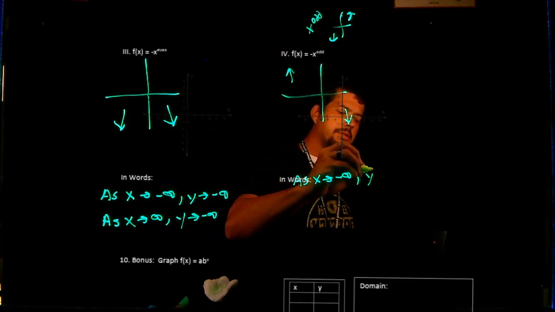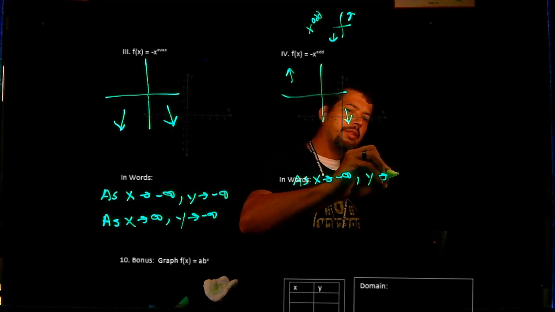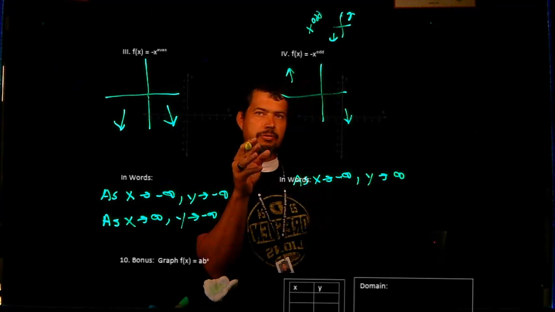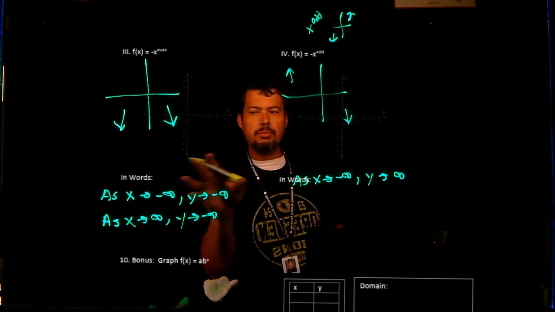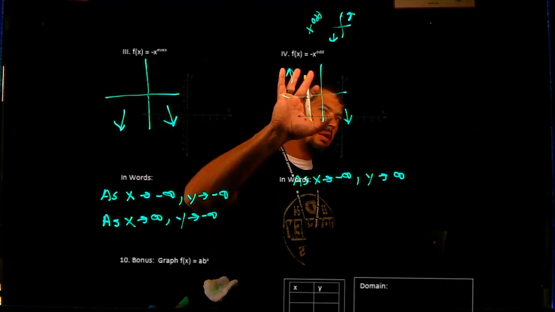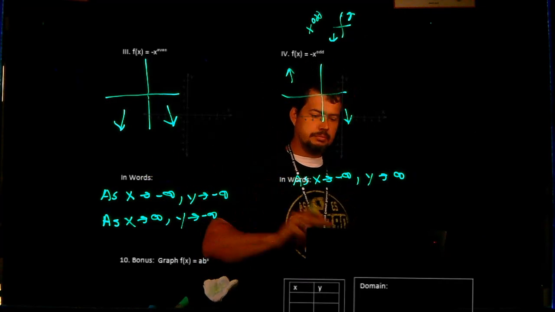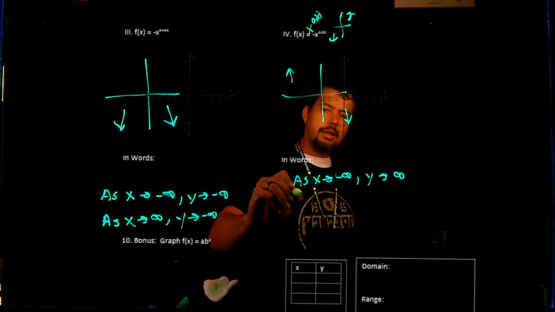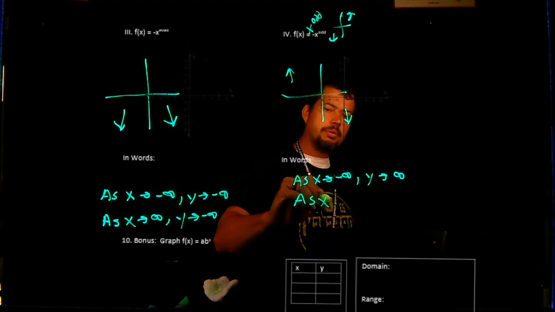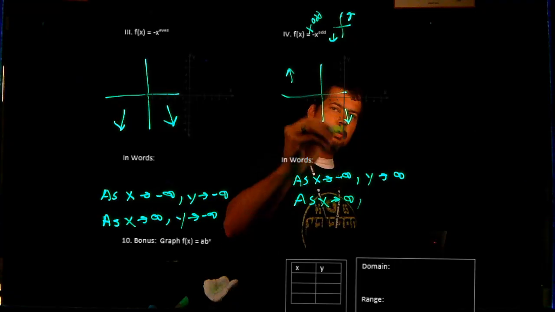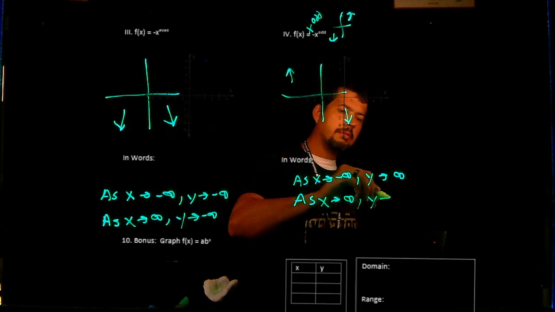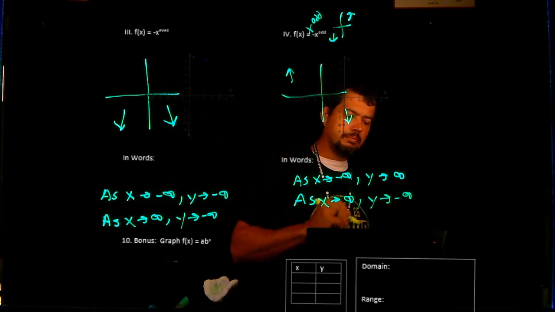And again, I mentioned something earlier. Read the graph, comprehend the graph. Okay? Don't memorize this stuff verbatim. Understand the graph. And as x approaches positive infinity, we can see the y values are falling to negative infinity.